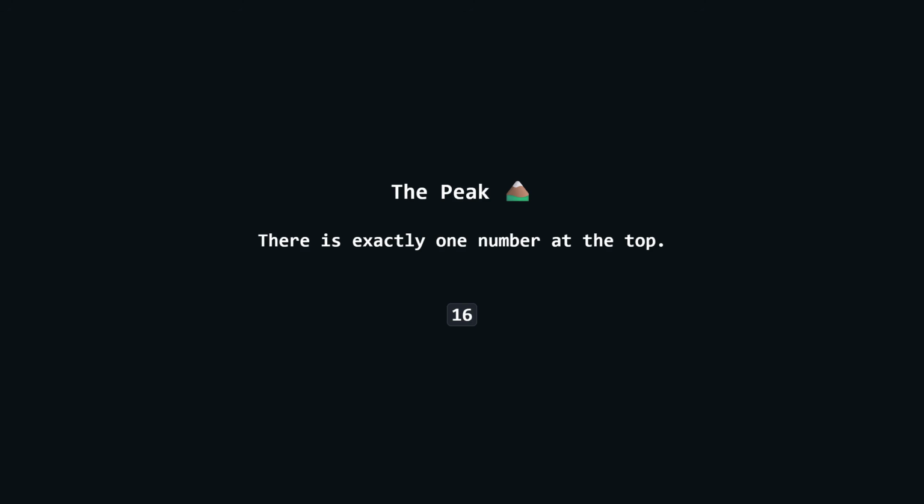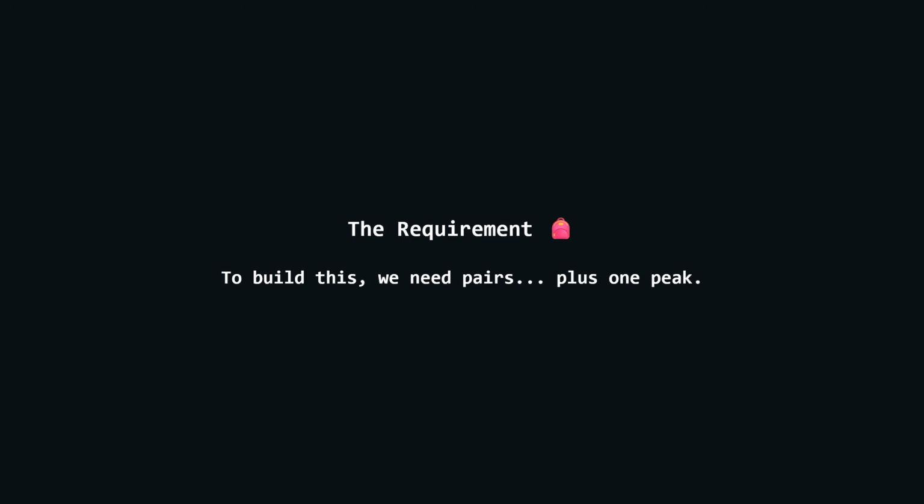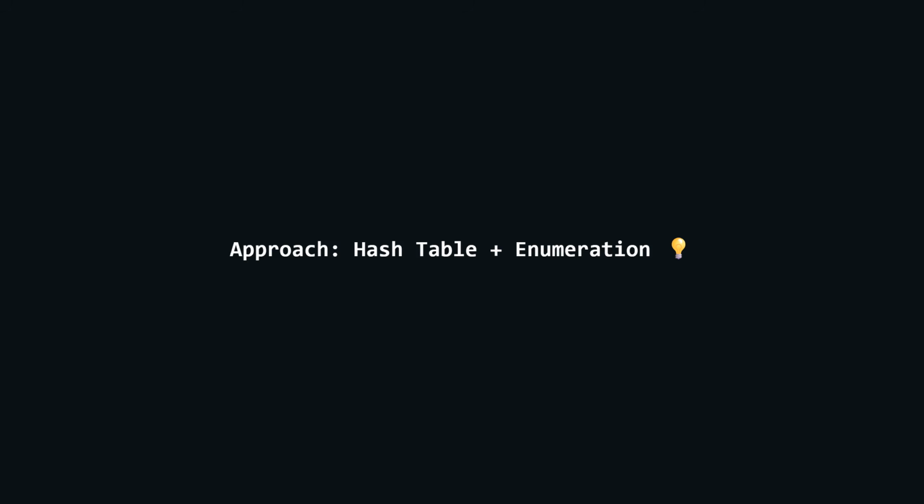Once we reach the highest number, 16 in this case, that's our peak. There is always exactly one peak element in the middle of our mountain. After the peak, the mountain goes back down, mirroring the exact same steps we took to get up. This means to build a mountain, we need pairs of identical numbers. We need 2 2s, 2 4s, and so on. But we only need exactly one of the peak number. Let's talk about how to solve this. The official approach uses a hash table and enumeration.